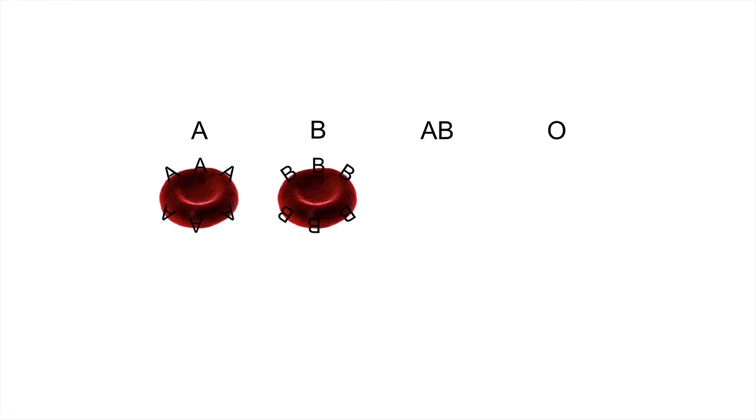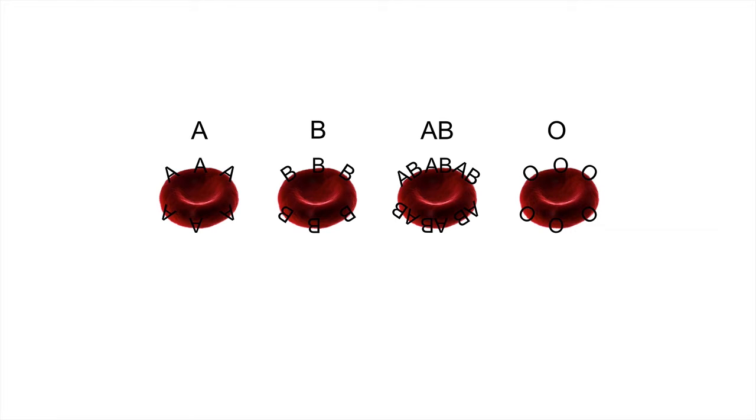So, type A blood is blood with erythrocytes that have A antigens on their surfaces. Type B blood is blood containing erythrocytes that have B antigens on their surfaces. Type AB blood has erythrocytes with both A and B antigens. And type O blood has erythrocytes without any antigens on their surfaces.